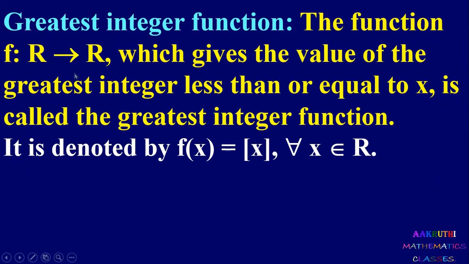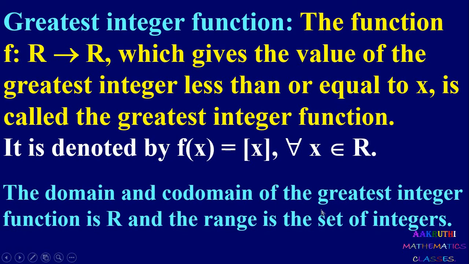The next type of function is the greatest integer function. The function f from R to R, which gives the value of the greatest integer less than or equal to x, is called the greatest integer function, and it is denoted by f of x equal to like this. We have to use a square bracket to denote the greatest integer function. So f of x equal to square bracket x denotes the greatest integer function. We have to write the greatest integer which is less than or equal to the given number. Here the domain and codomain of the greatest integer function is the set of real numbers and the range is the set of all integers.